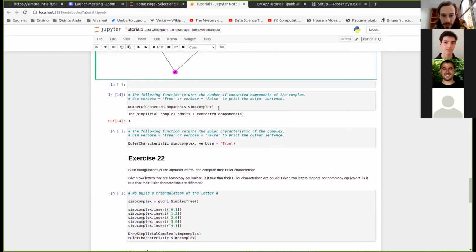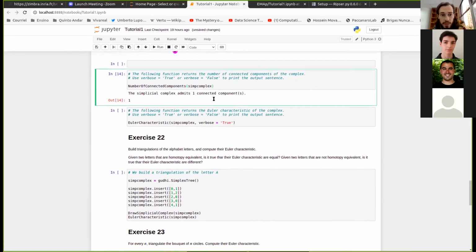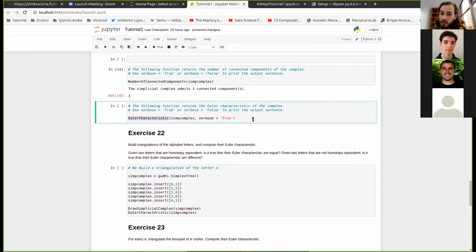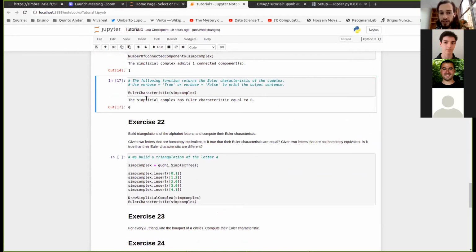All right, so number of connected components, and finally, Euler characteristic. Same thing. You put your simplicial complex, and this is not important. I can read: the simplicial complex has Euler characteristic equal to 0, and this is what we computed in the lesson.